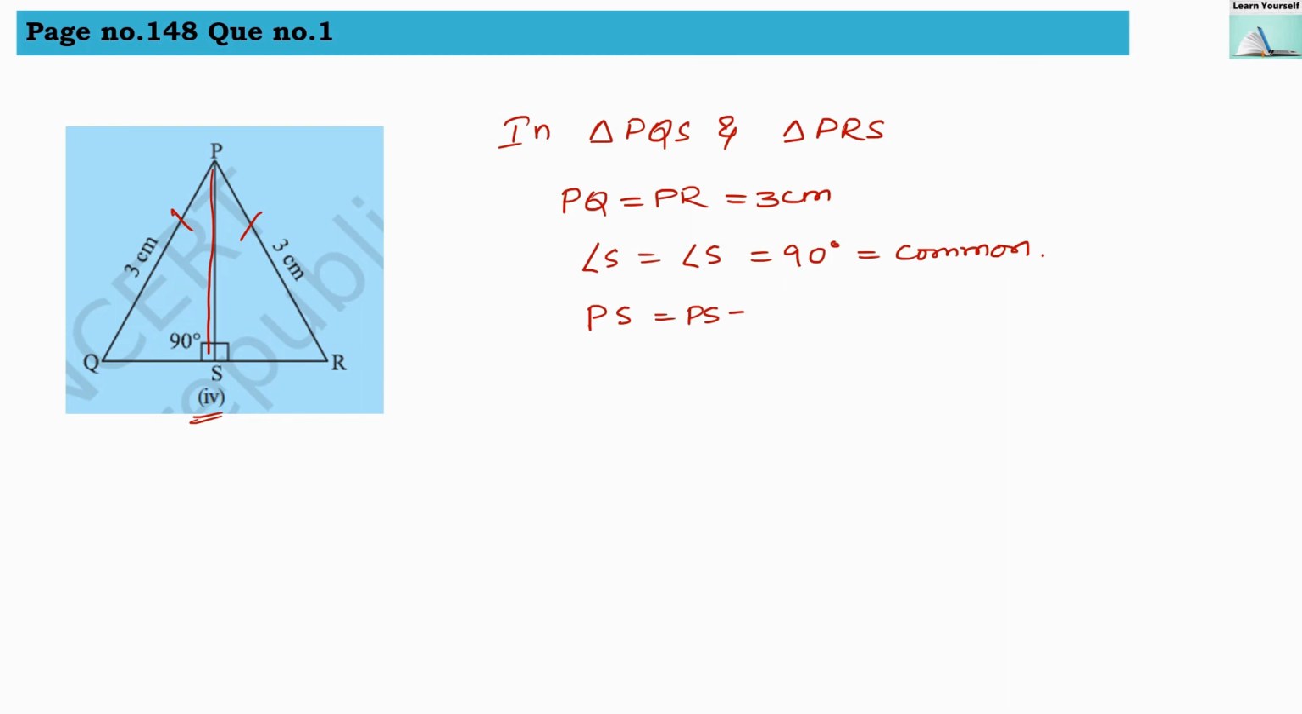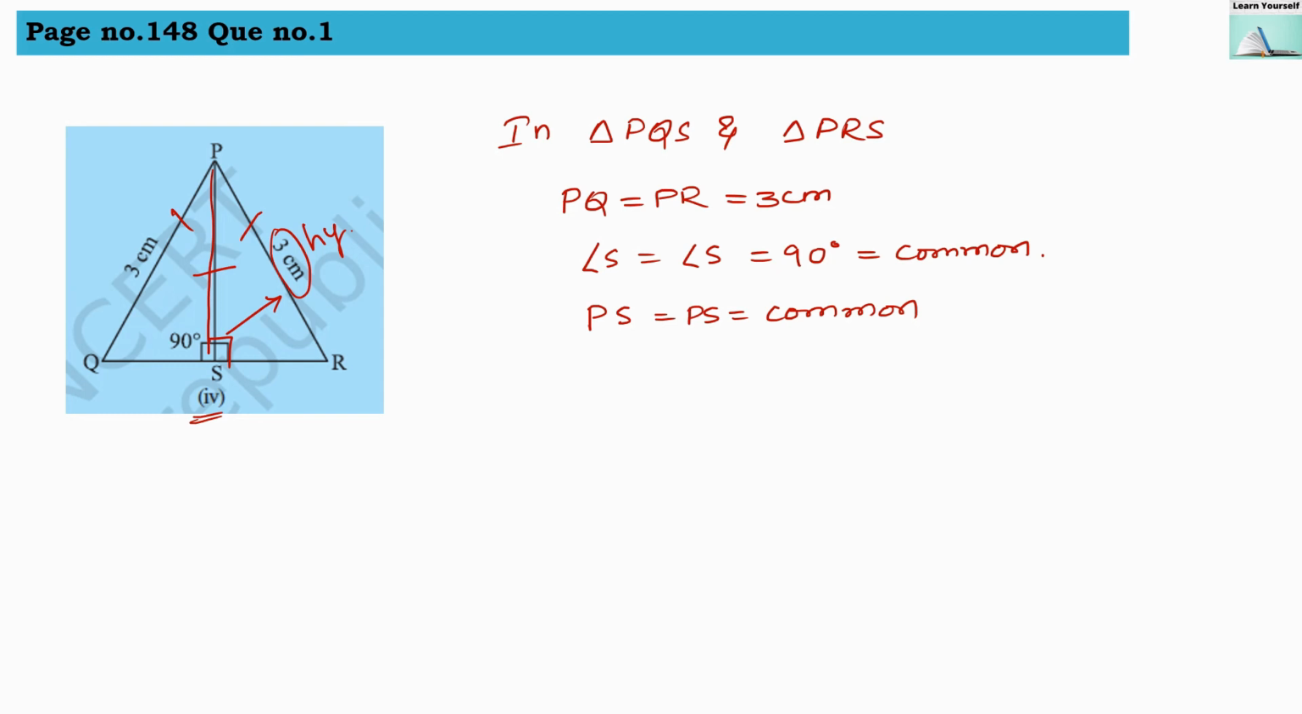So it is equal for both of the triangles. So now the right angle's opposite side, this 3 cm, will become our hypotenuse. One of the other sides is also equal and the 90 degree right angle is also equal. So RHS criteria has been established here. Both triangles are in congruence with each other.